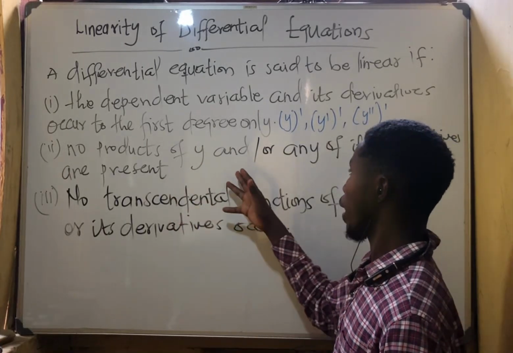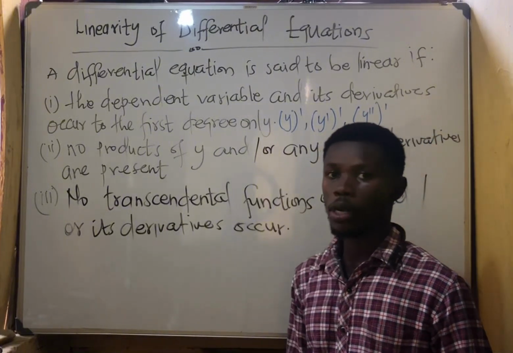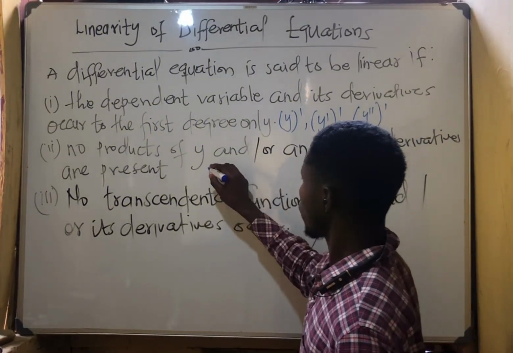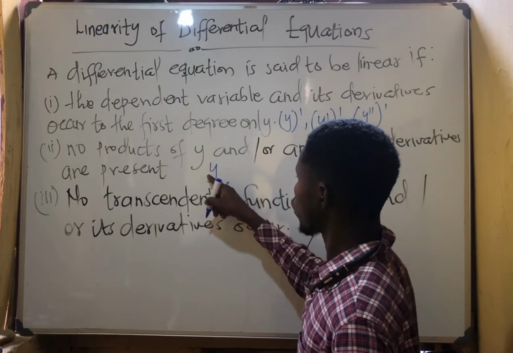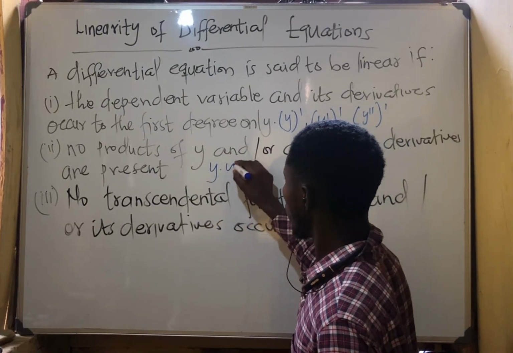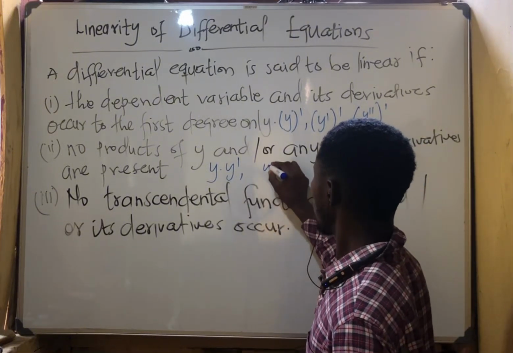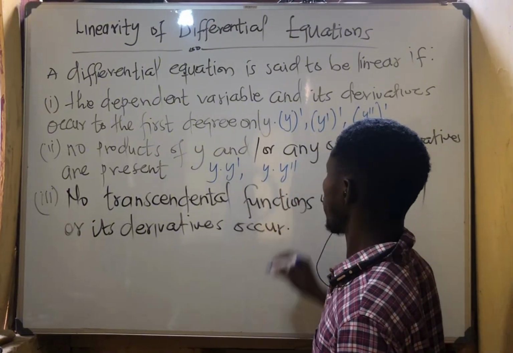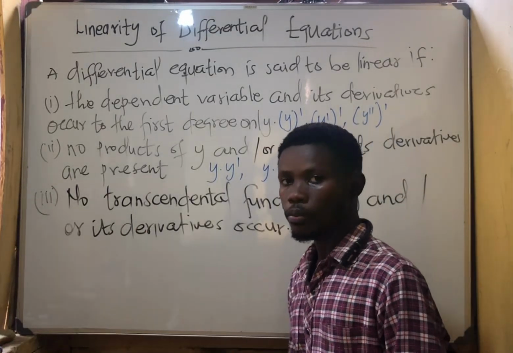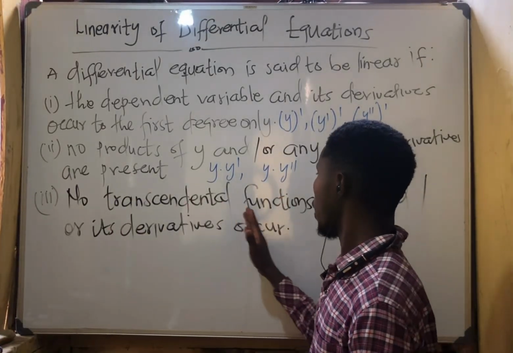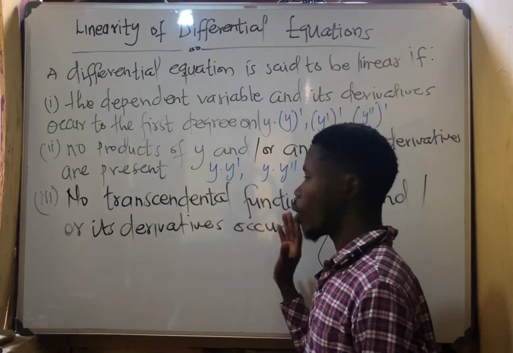No product of y and or any of its derivative are present. So what you are trying to say here is that let's assume that the y is a dependent variable. So there's a way that this y should multiply by its derivative. That's y prime. Is that okay? Or y multiplied by y prime prime. We don't want to see that. Then the last one, no transcendental functions of y and of its derivative occur.